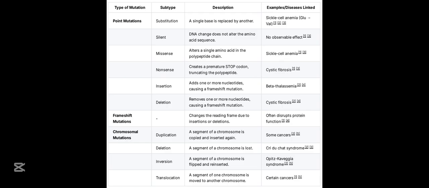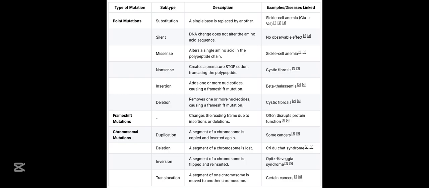Okay, so that covers base substitutions. We've also got these things called SNPs. SNPs, yeah. Single-nucleotide polymorphisms. Those are just variations at a single base, right? Right, but they're present in more than 1% of the population. So they're like common variations. Exactly. They're all over the place in our DNA. And a lot of them probably come from these base substitution mutations we've been talking about. Exactly. They're what make us all unique.